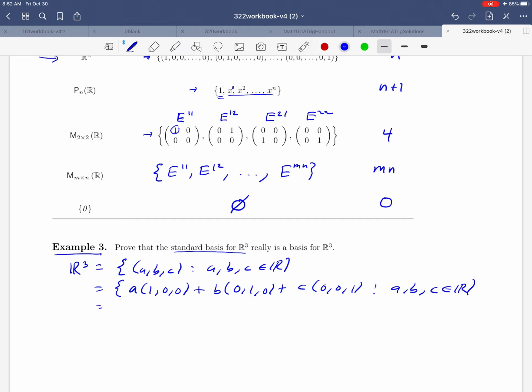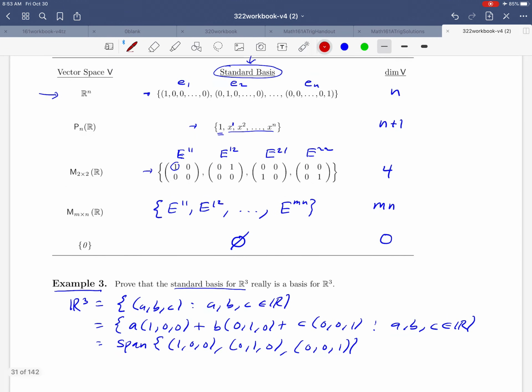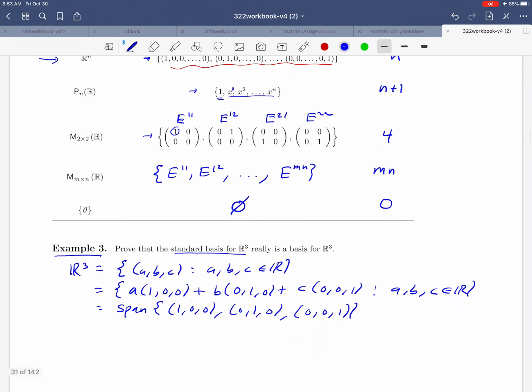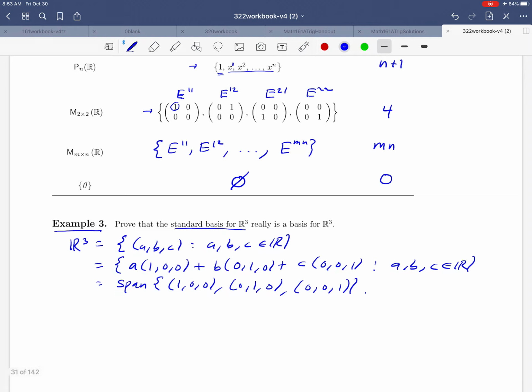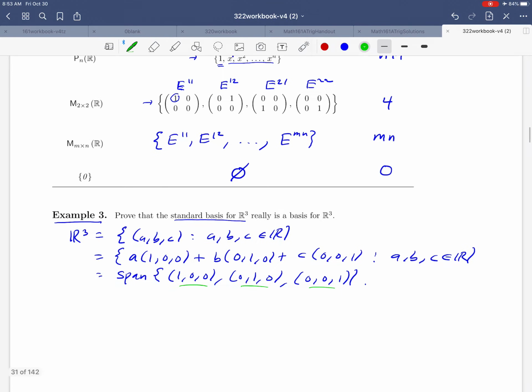Okay, and by doing that, we notice that R3 is the span of the 3 vectors (1, 0, 0), (0, 1, 0), and (0, 0, 1). Notice that that set of 3 vectors is the same standard basis set that we have up here. That's kind of our reason for calling that the standard basis, that it's so nice. It just kind of naturally fell out of our definition of R3. Okay, so we have expressed R3 as the span of those 3 vectors. We know from our previous work that we can convince ourselves that those 3 vectors are linearly independent. Then we have a basis for this vector space.